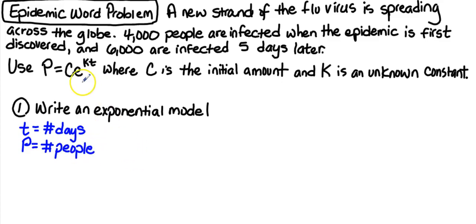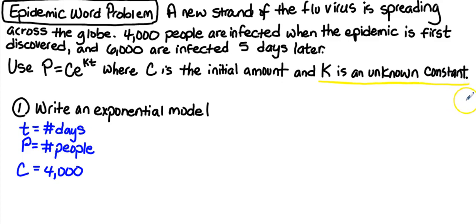Then we have these other variables. We've got C, k, and those are the only two we don't have listed. So let's start with C. C is given as the initial amount. So let's go back and read for information and see if we can find the initial amount of people who were infected. Well, when I read this, it tells me that 4,000 people were infected when the epidemic was first discovered. So I know C is 4,000. Now, I mentioned k, but if you notice right here, it actually tells me that k is an unknown constant. So we don't know k.